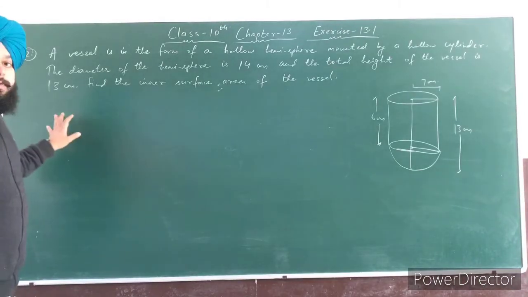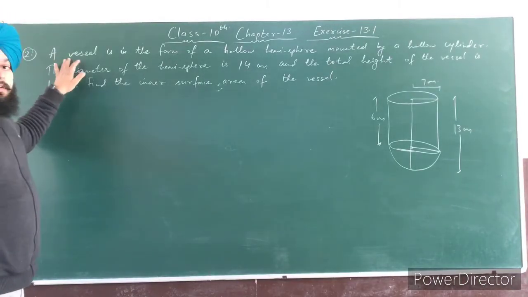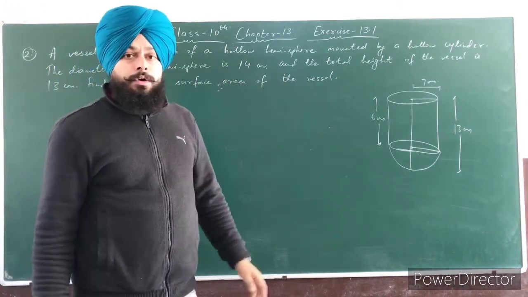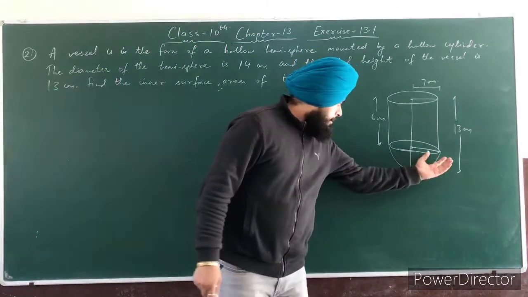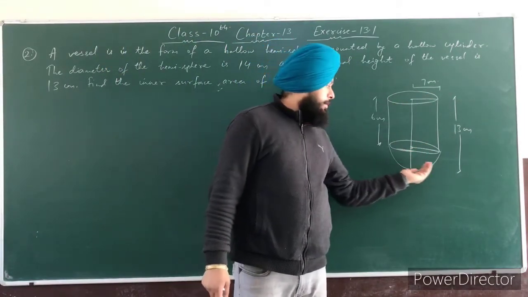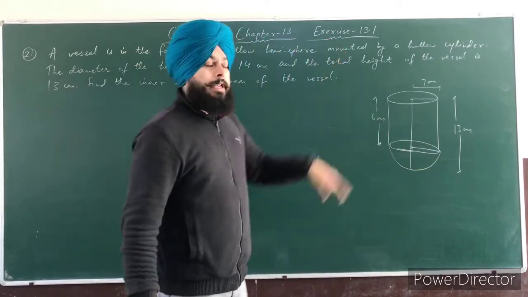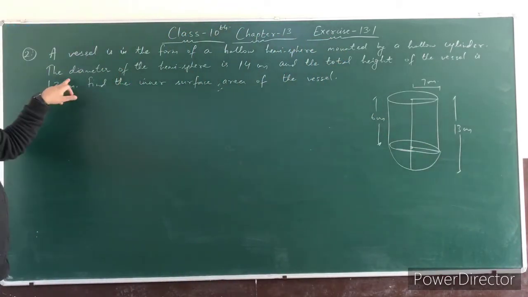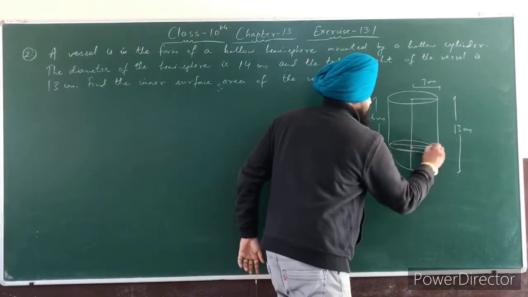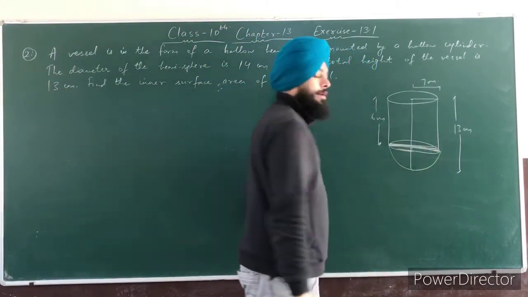Next, this is your question number second. The question is, a vessel is in the form of a hollow hemisphere mounted by a hollow cylinder. You can see here is a vessel in which this hollow cylinder is mounted on a hollow hemisphere. Hollow means empty. The diameter of the hemisphere is 14 cm.